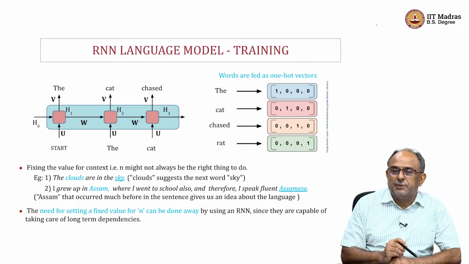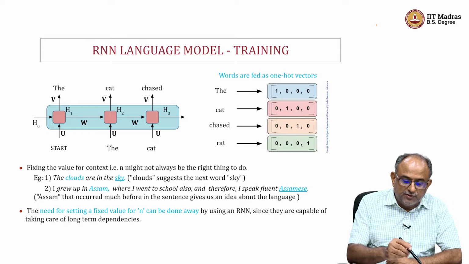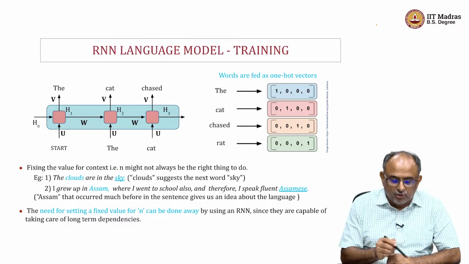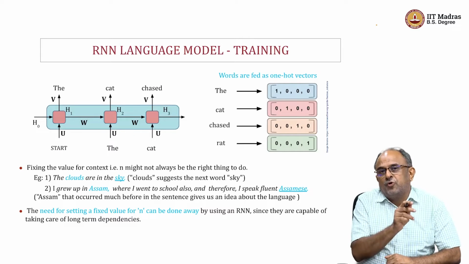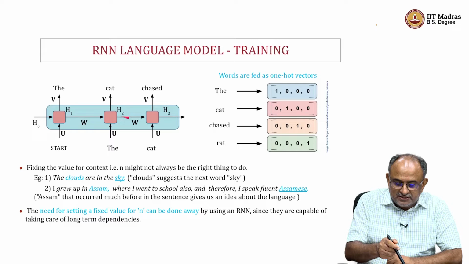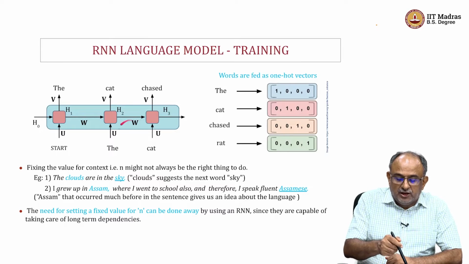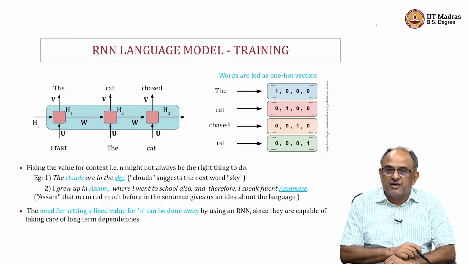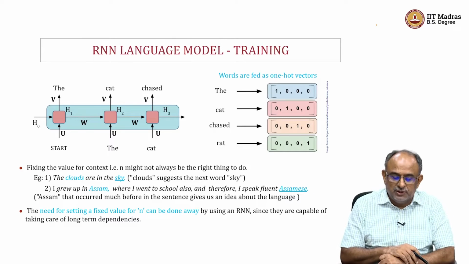What is the purpose of a language model? The purpose of a language model is to predict the next word. So, if I give start and "the", it should predict "cat". If I give start "the cat", it should predict "chased", right. That whole sequence is going from left to right and is passing through these connections, from one input to another, with the output of the previous layer being fed in again. That is the whole idea of recurrent neural networks.